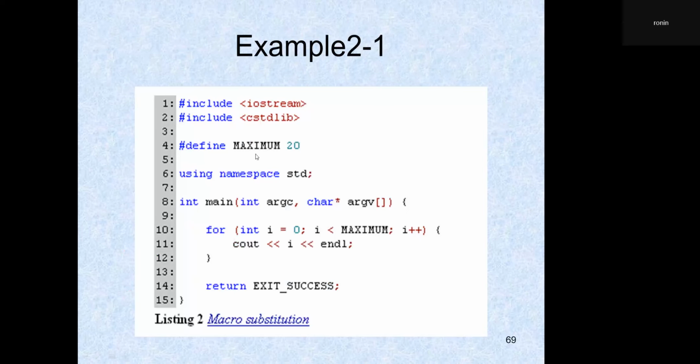Look, in this example, we define MAXIM as 20. Then we compile this source code. Here, MAXIM should be replaced. It's 20. The compiler uses the 20 to replace MAXIM.